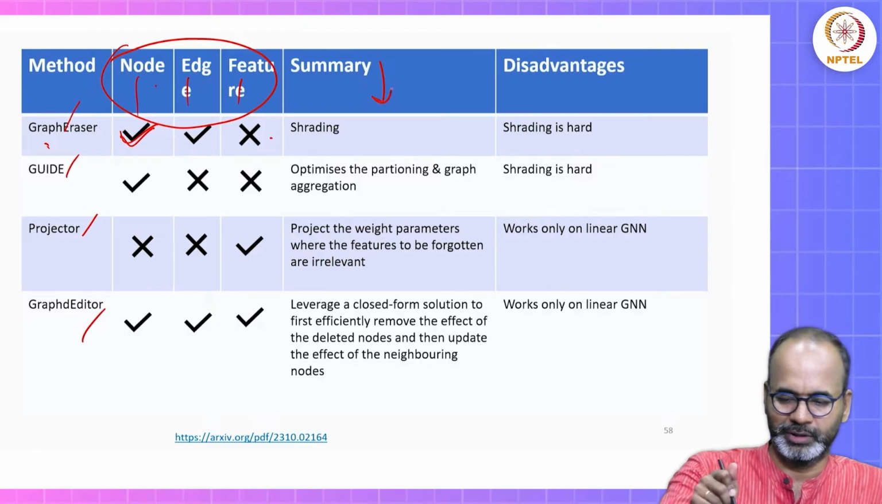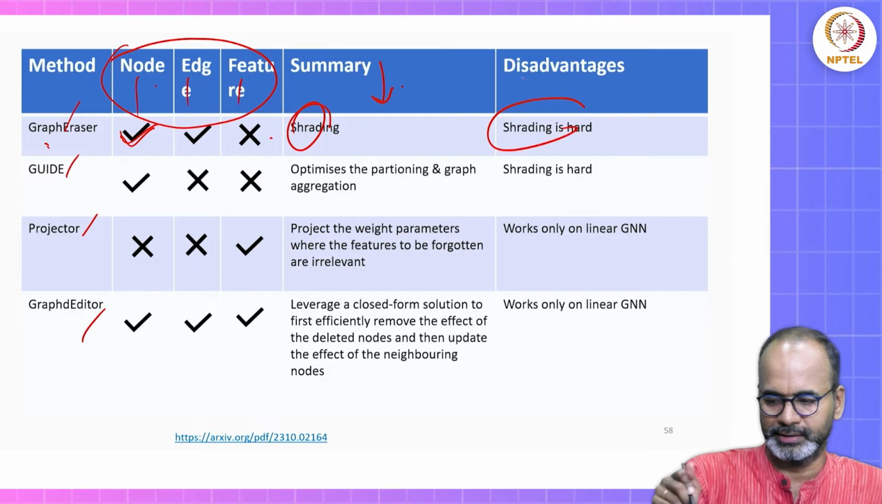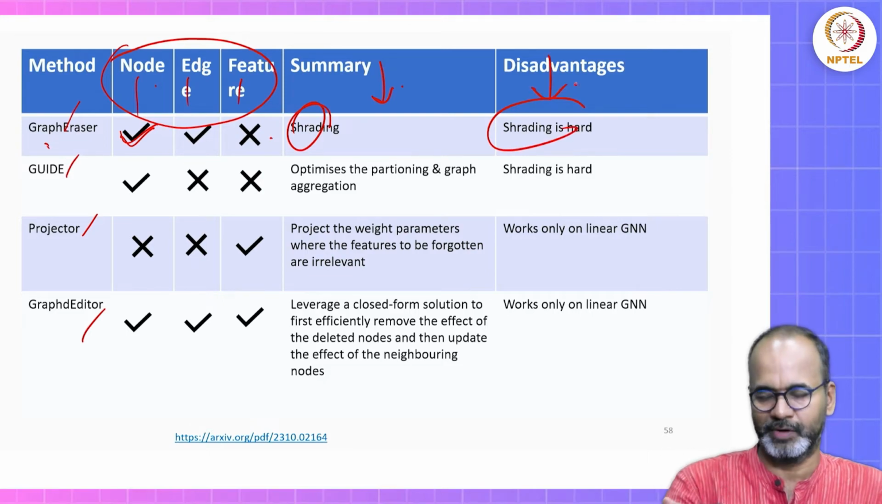This column gives you the intuition on what the idea is. They use sharding. Sharding is hard. This column gives you the disadvantages of the method.